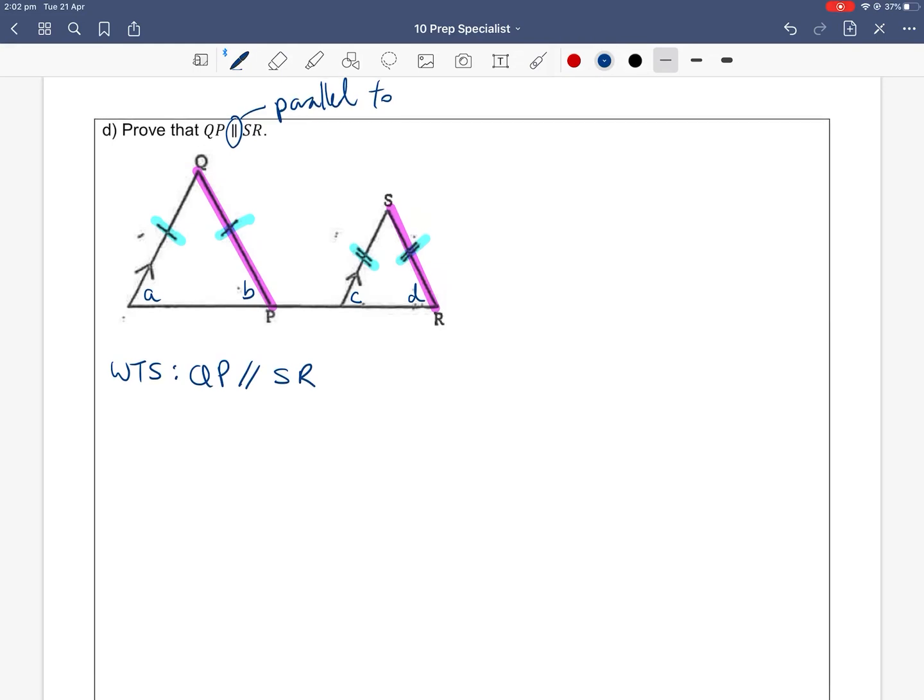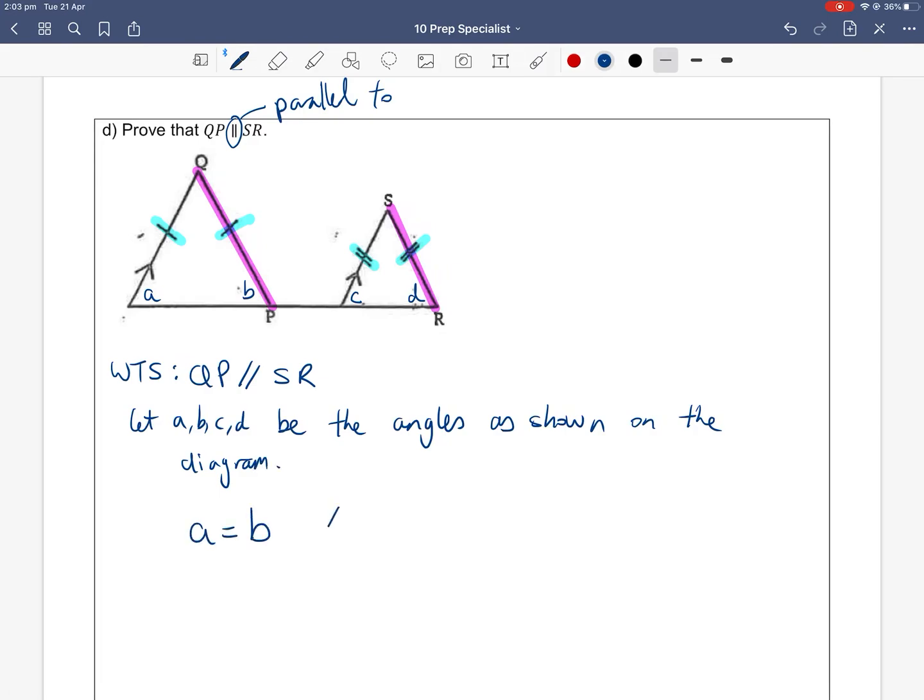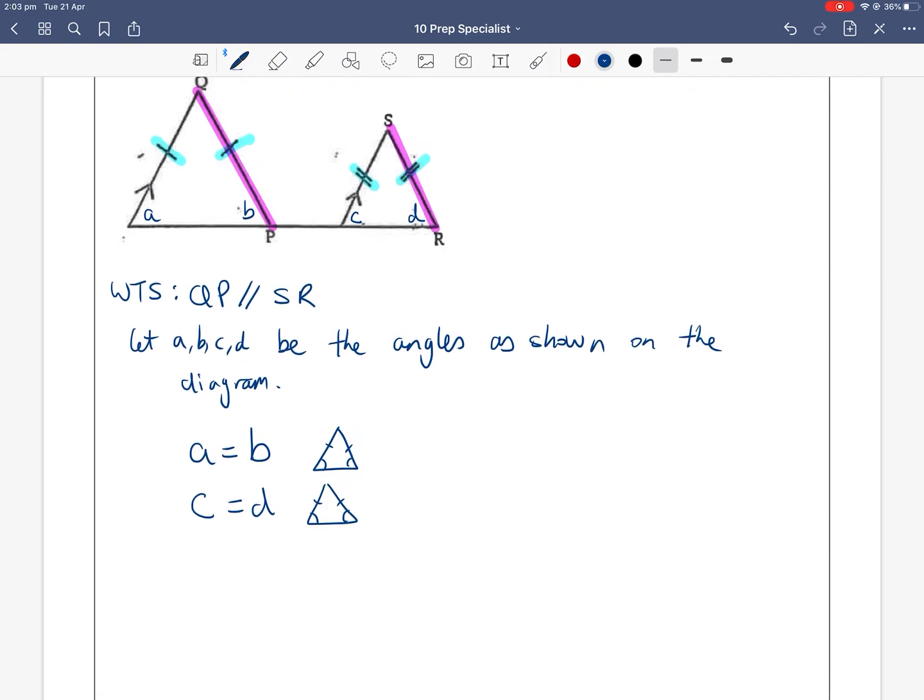So let's start our proof by defining the angles that we labeled. So let A, B, C, D be the angles as shown or labeled on the diagram. And then we said that angle A is the same as angle B. Why? Because of isosceles triangle. And we also said that angle C is the same as angle D because it's also an isosceles triangle.